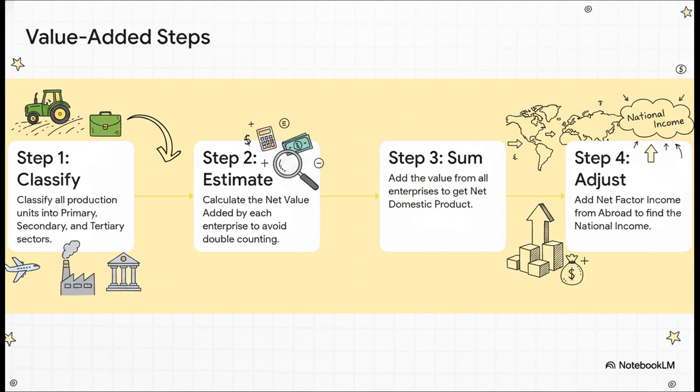So here's how they do it, in 4 steps. First, economists sort every single business into a sector: primary, which is stuff like farming; secondary, which is manufacturing; or tertiary, which is services. Then, for each business, they calculate what's called the net value added. After they add all that up, they make one final adjustment for something called net factor income from abroad, which is basically just adding income our citizens earn overseas and then subtracting what foreign citizens earn here.